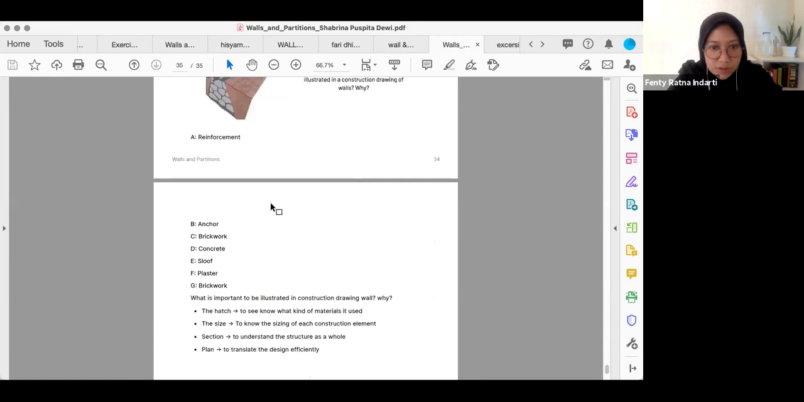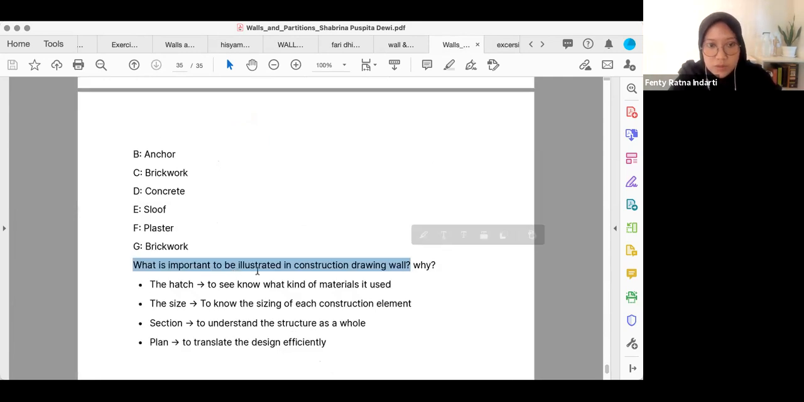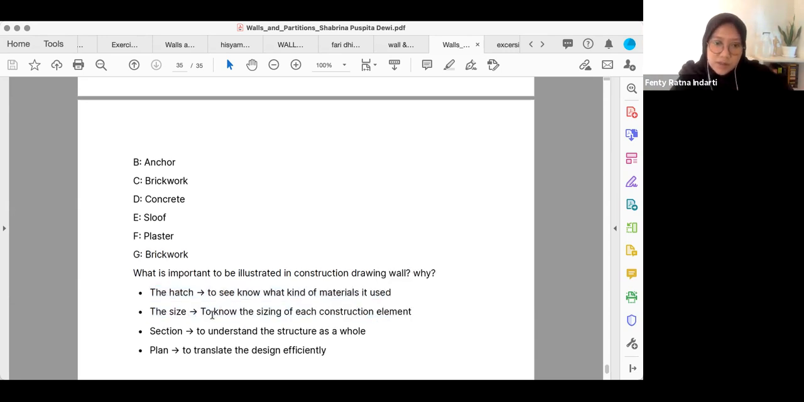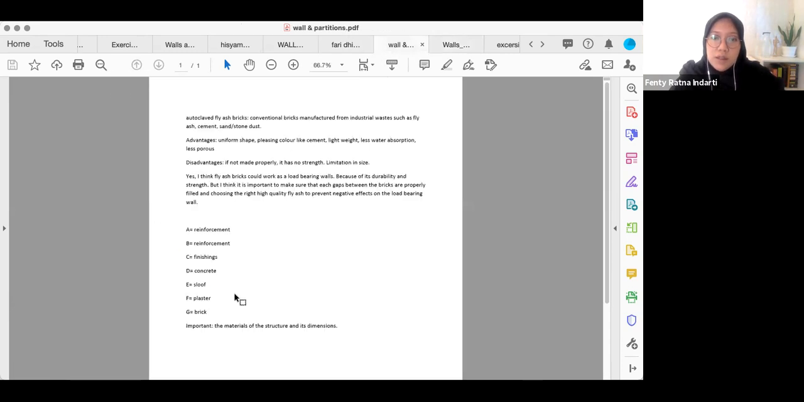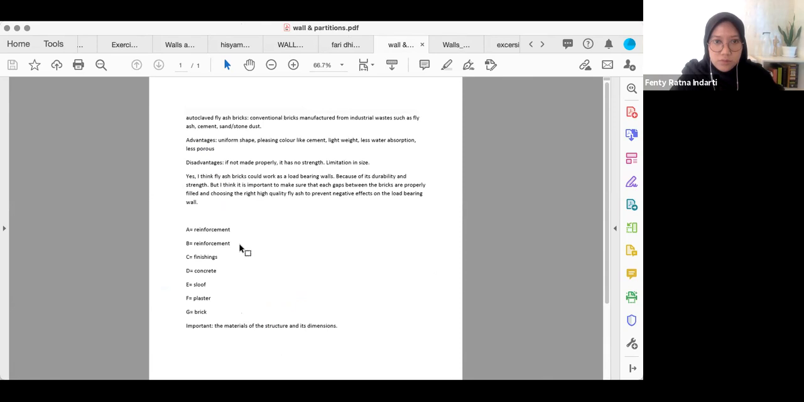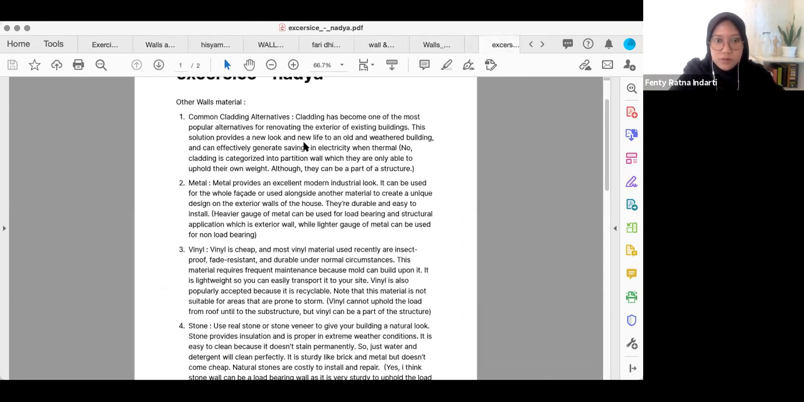Yes. Okay. This is the part that you have to answer correctly. What is important to be illustrated in a construction drawing of a wall? The hatch, to know what kind of materials to use; the size, to know the sizing of each construction element; the section, to understand the structure as a whole; the plan, to translate the design efficiently. So I need you to take a look. Oh, this is the unfinished one.